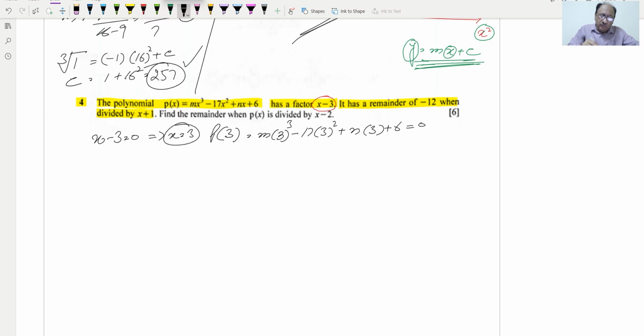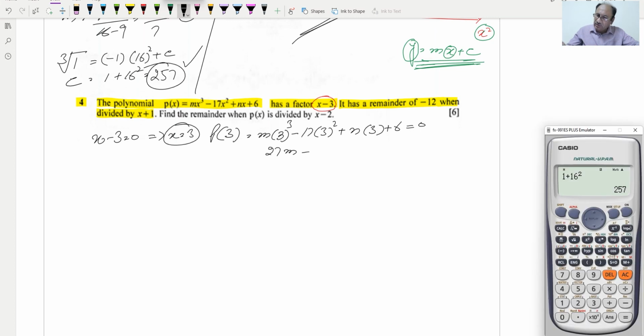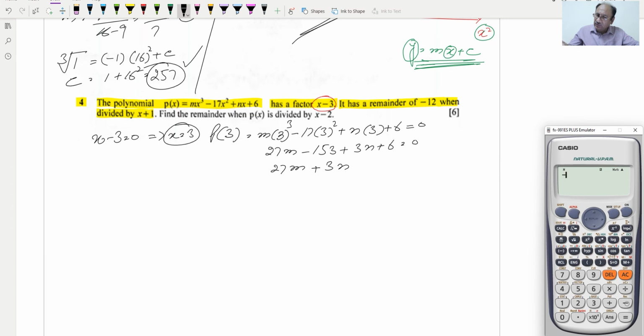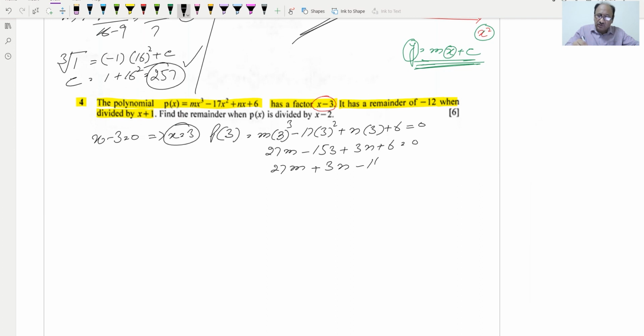Now 3 cube will be 27, so 27m minus, 17 into 3 square, 3 square will be 9, so this will be equal to 153, so minus 153, and plus 3n and plus 6 is equal to 0. And now we can write 27m plus 3n and minus 153 plus 6 will be minus 147, minus 147 is equal to 0. Now this will be our one equation. We can write it as equation 1.